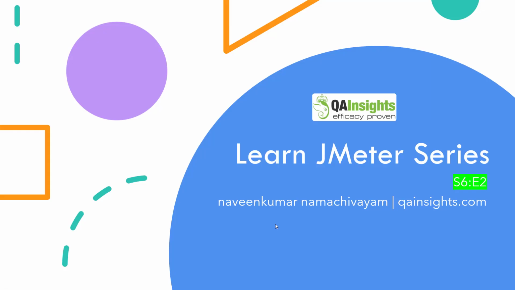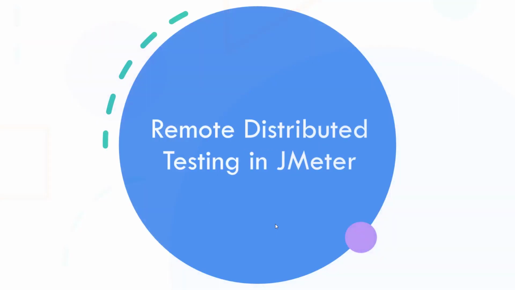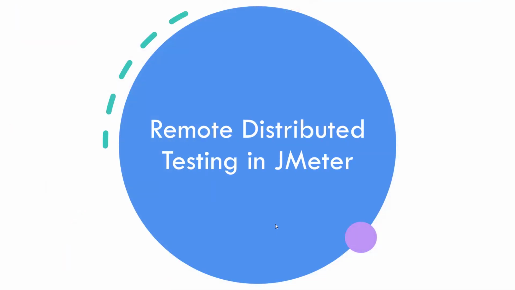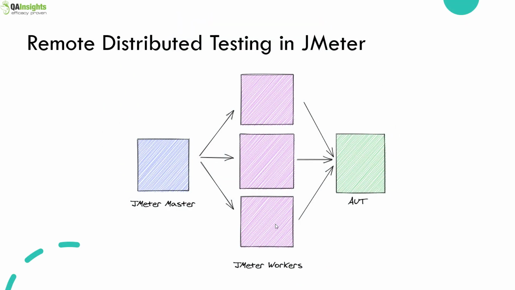Welcome to Learn JMeter series. In this season 6 episode 2, we are going to see how you can do remote distributed testing in JMeter. By default, from one single instance of JMeter, you cannot test high load. Basically, you will reach the limit of CPU and memory and other parameters.